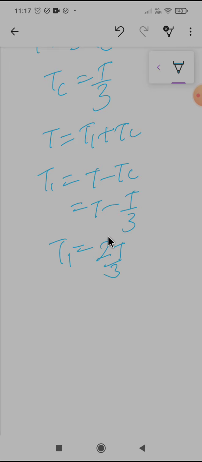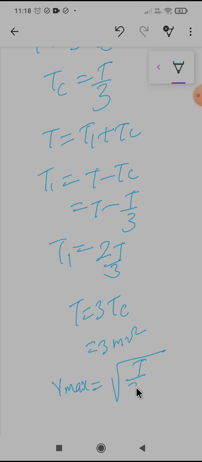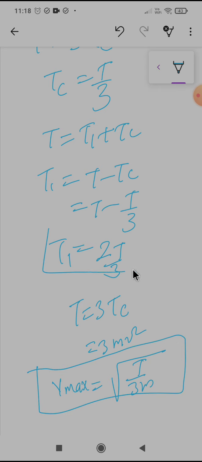Also we know that T is equal to 3TC, which is equal to 3 mv square. So if I were to find the maximum velocity, v max will be equal to the square root of T divided by 3m. These are the few formulas which we have found, which we will use in examples.